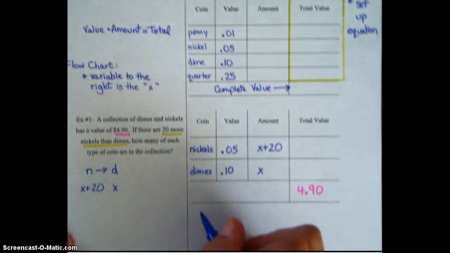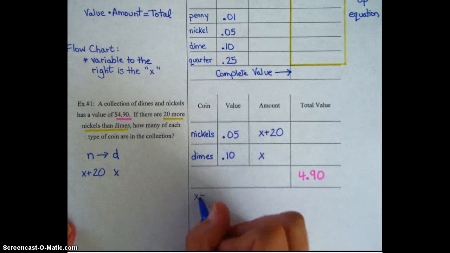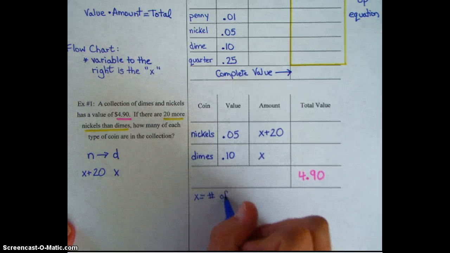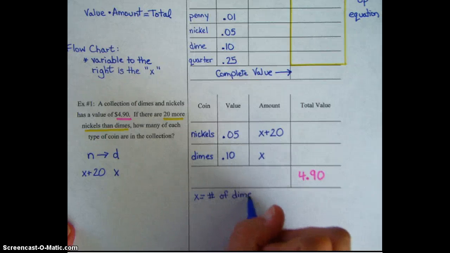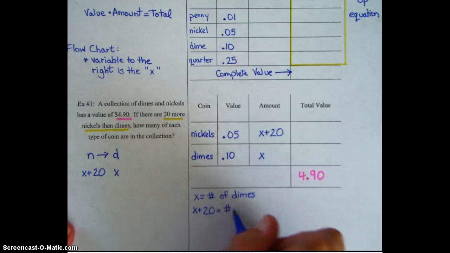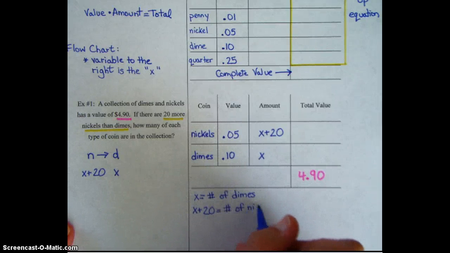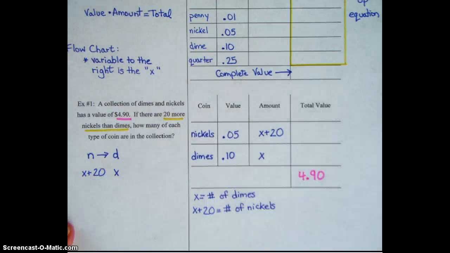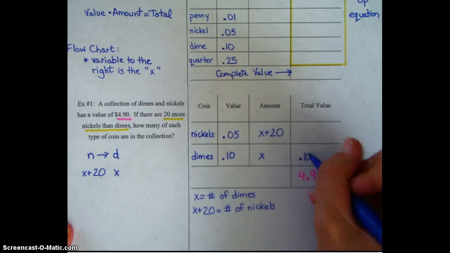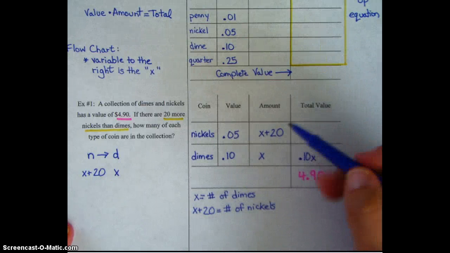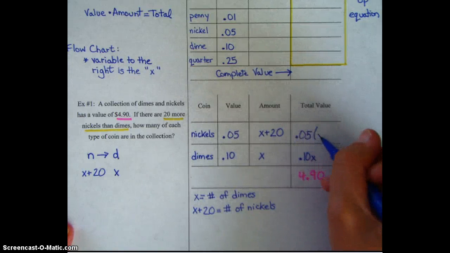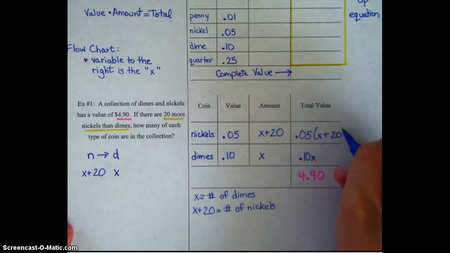I do think it's helpful to list it also underneath for when you have to state your final answer. So x is going to be the number of dimes, and x plus 20 is going to give you your number of nickels. Remember, we talked about multiplying the two columns together to get that end box. 0.10 times x just gives us 0.10x. What we have to be careful about is when there's a plus or a minus, we need to make sure that we distribute, which means we're going to need parentheses.